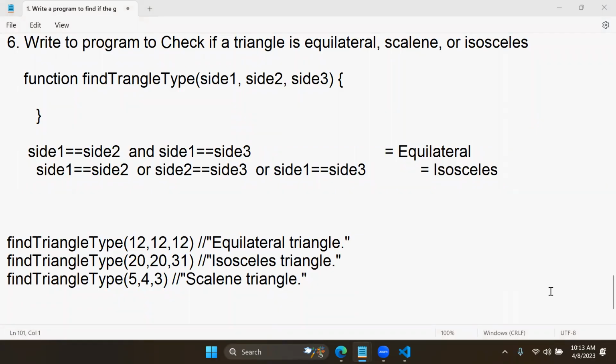Yeah, good. I already gave the condition. You have to just put a symbol. This is for what? Double ampersand. This is for what? Double pipe symbol, or. The condition is already here, right? You have to write that.